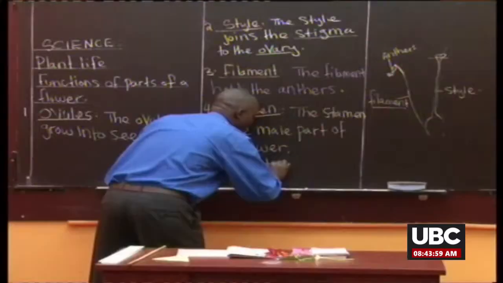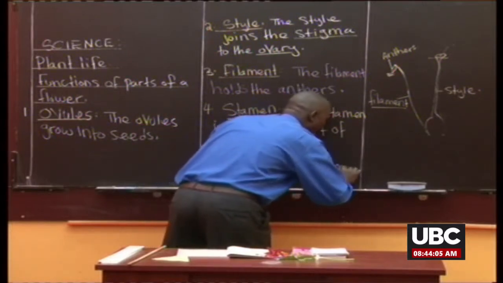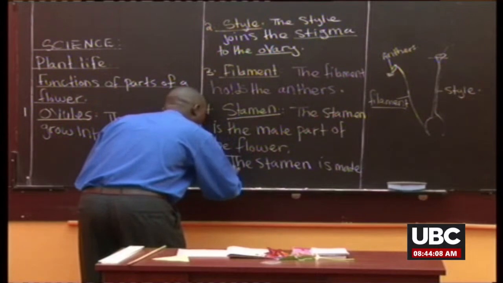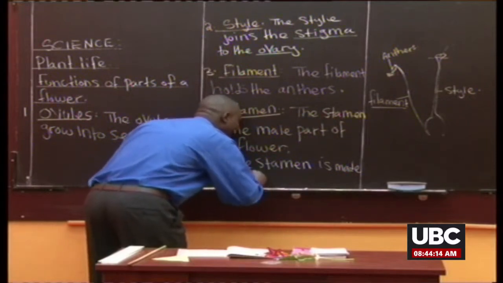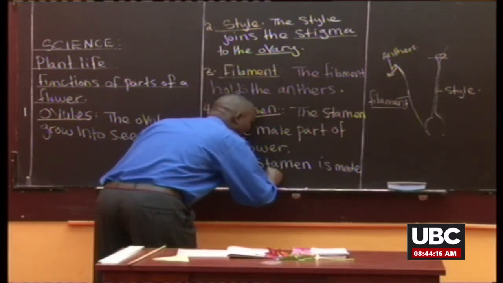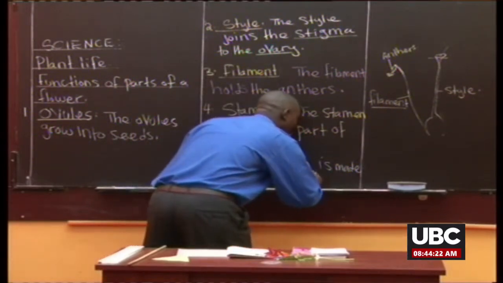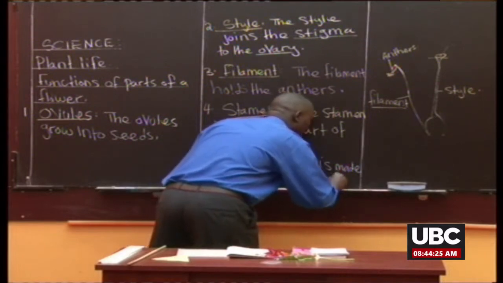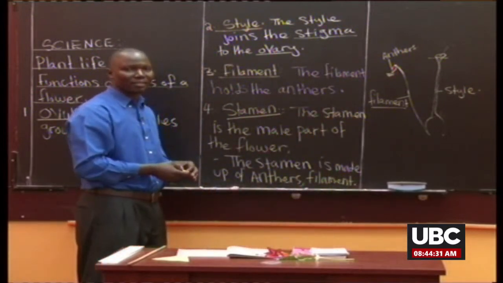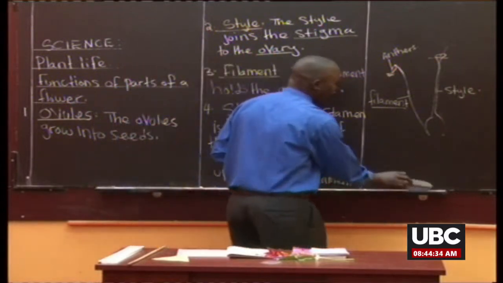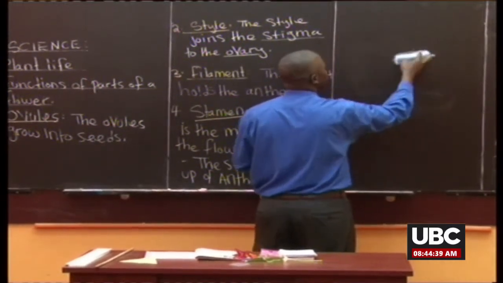The stamen is made up of, the first part is the one we call the anthers, followed by the filament. Those are the parts that make up the stamen. Children, that is the stamen, the male part of the flower.